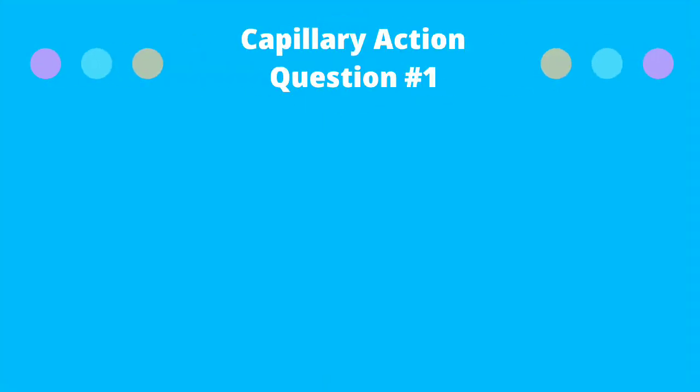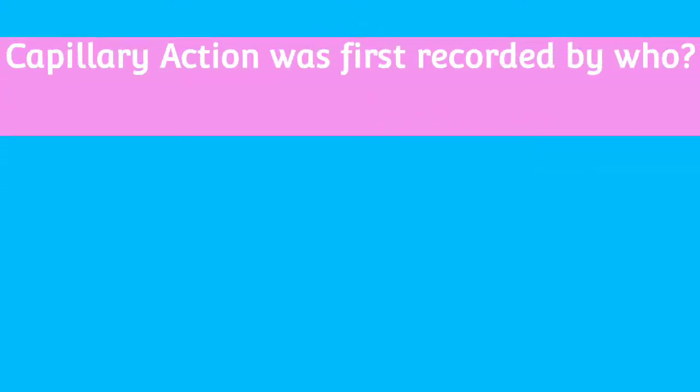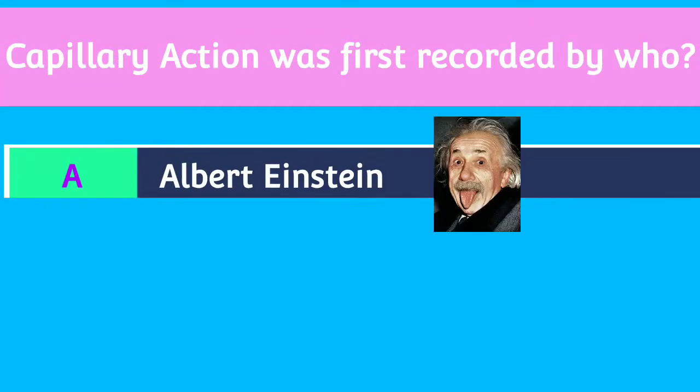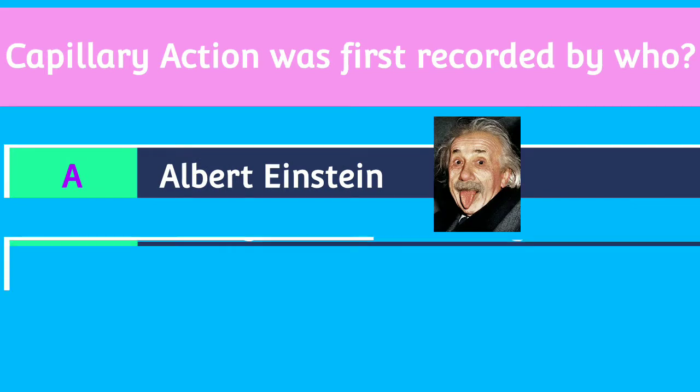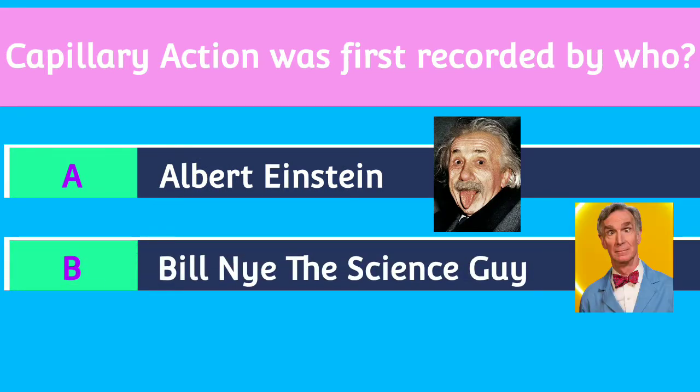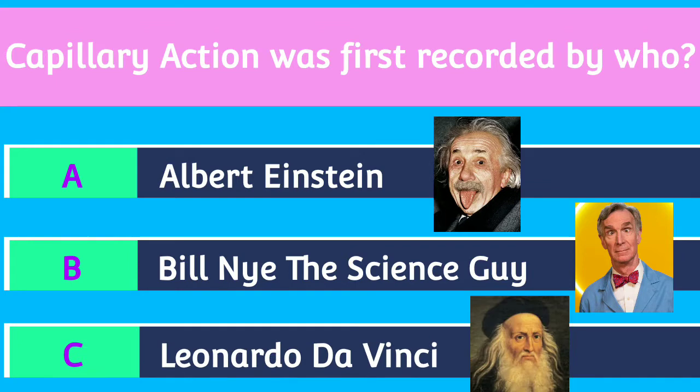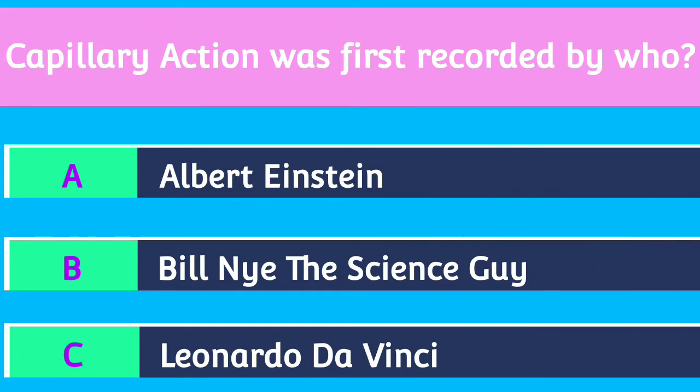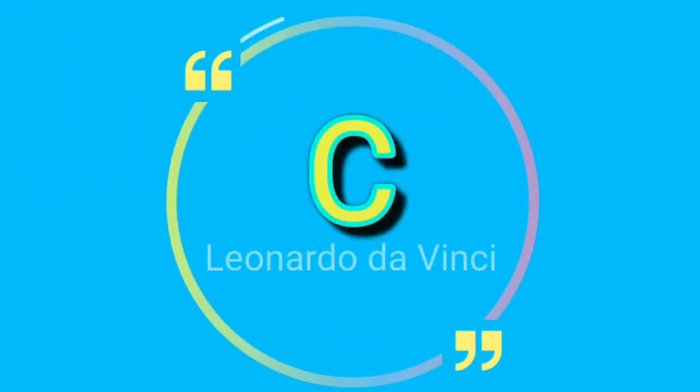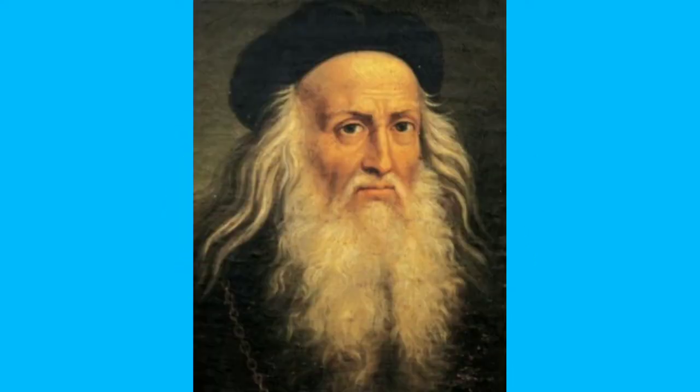Question number 1. Capillary action was first recorded by who? A. Einstein, B. Bill Nye the Science Guy, or C. Leonardo da Vinci? If you picked C, Leonardo da Vinci, you are correct. Leonardo is known for his Renaissance paintings, The Last Supper and the Mona Lisa.